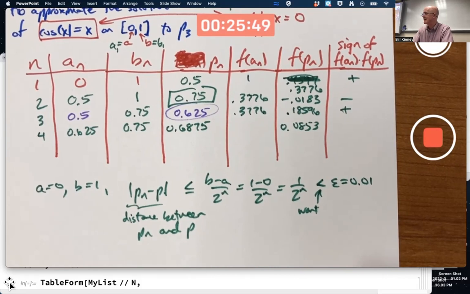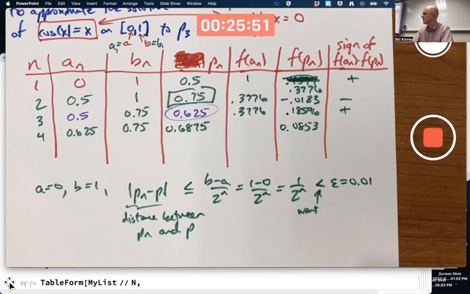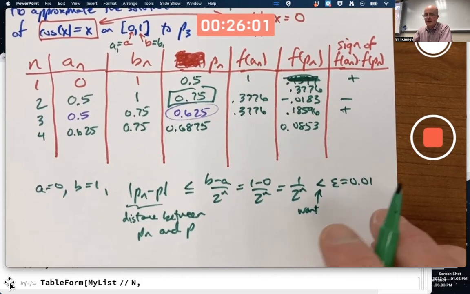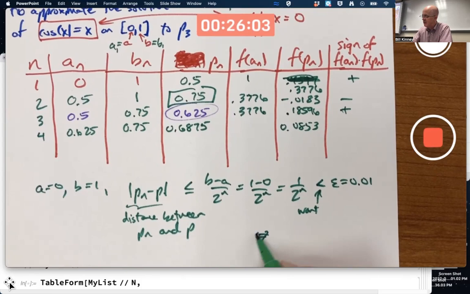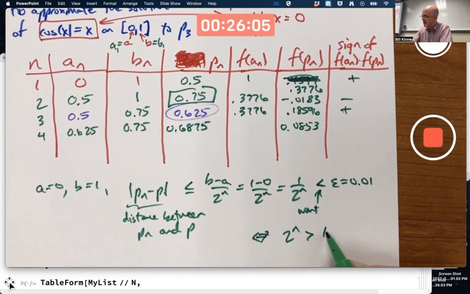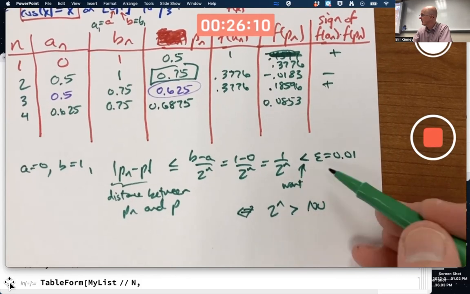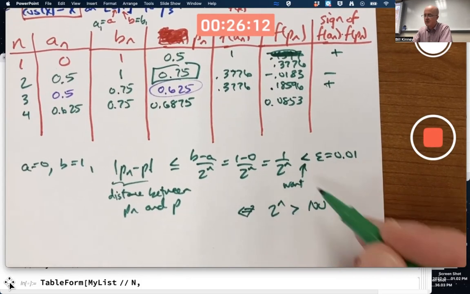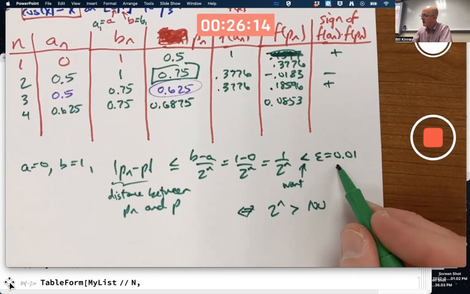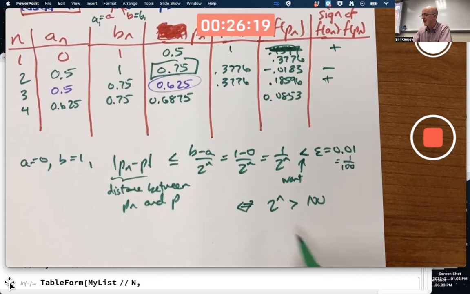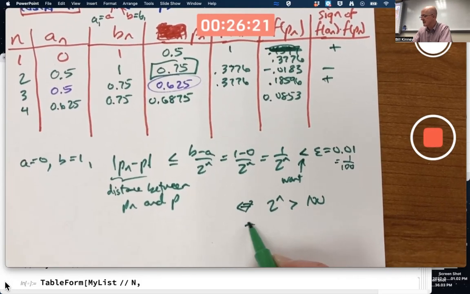It's similar to the scratch work you would be doing in a real analysis proof. How big should n be for this to be the case? We need to solve this inequality for n. It's probably nice to take reciprocals on both sides. That inequality is equivalent to 2 to the n being bigger than 100. I flipped both fractions: 1/2 to the n becomes 2 to the n, and 0.01 is 1/100th, flip it, it becomes 100. You don't even need to use logarithms to solve this.